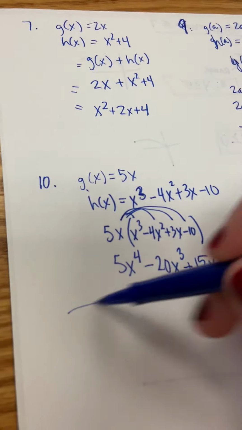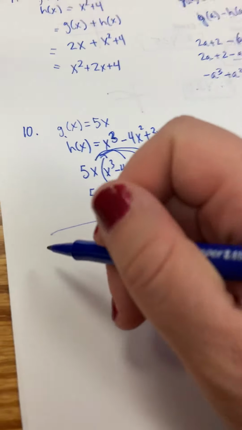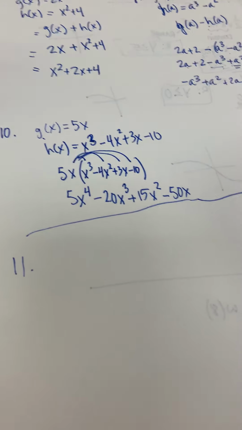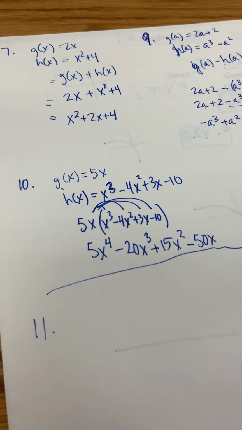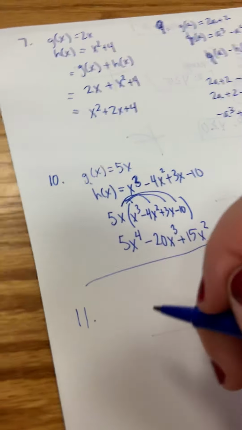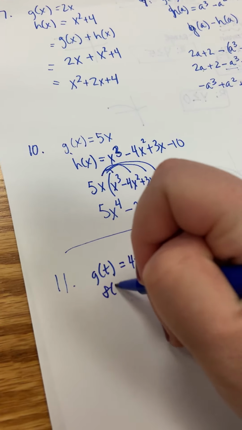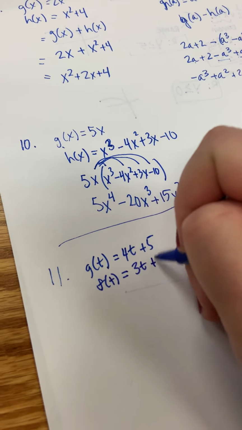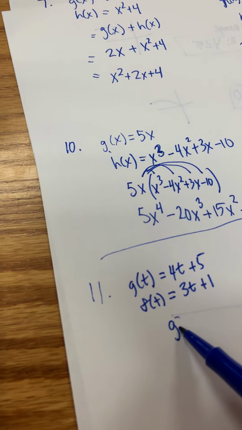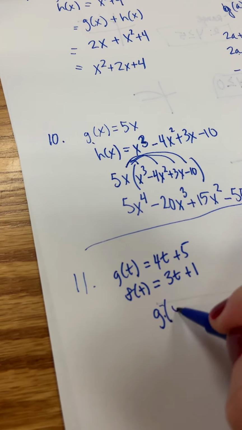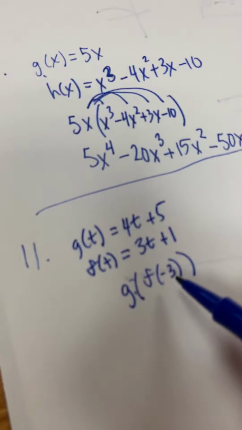This is something new. It looks a little different than what you're used to. This is number 11, and the directions say complete the following composition problems. So we're going to start out with what we kind of did up here. G of t is 4t plus 5. F of t is 3t plus 1. And looking at the g function, they want you to plug in the f function when you evaluate it at negative 3.